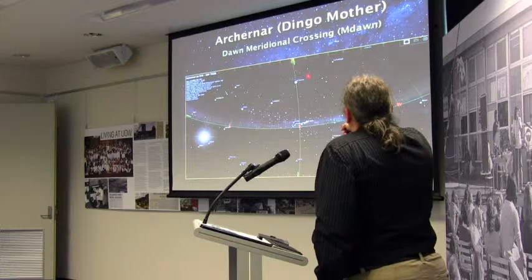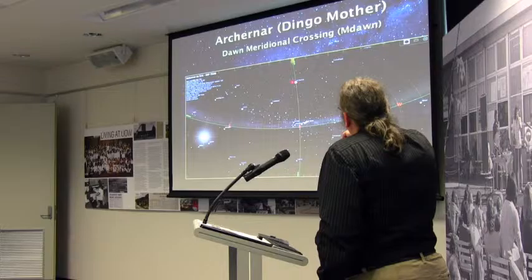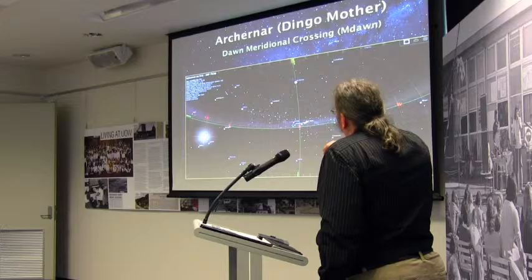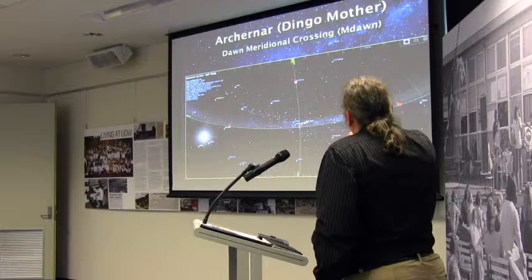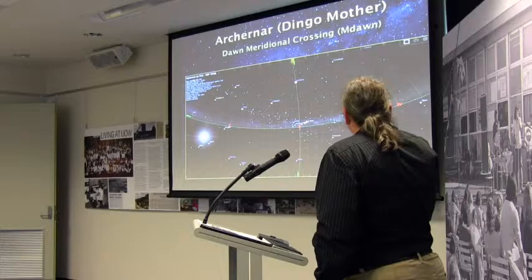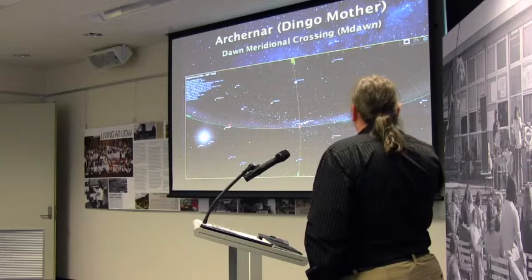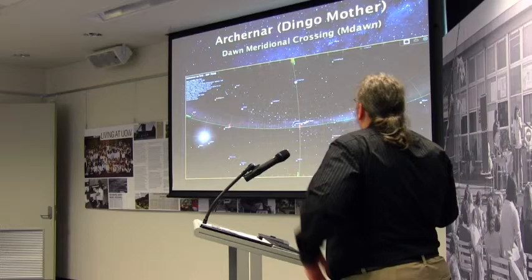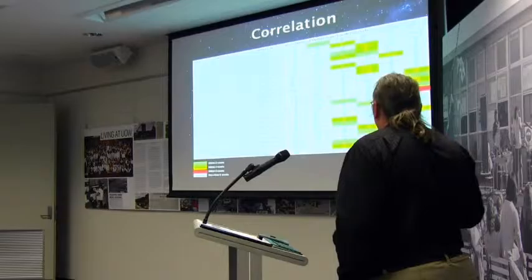And here's another example. This is what I was trying to explain before with the meridional crossings. So here's the line of the meridian running through. It's going from north to south. This is facing south here. Arkana, as you can see, is right up here. It's just starting to cross the meridian right here, where the sun is at 10 degrees. So the sun's rising in the eastern horizon here. And just as the sun reaches 10 degrees below the horizon, we set the date and time to when Arkana just crosses the meridian, and we take note of that date and time. So that's the dawn meridional crossing time for that star, and that star relates to the dingo.